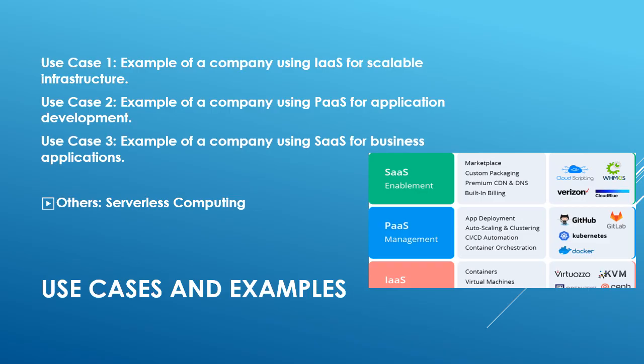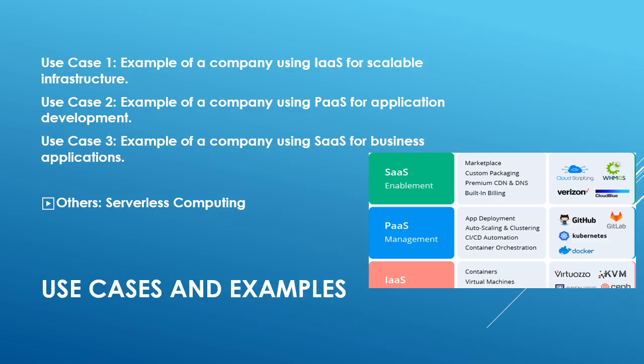So GitHub, Kubernetes, Docker, GitLab, they are the PaaS side of things because they use the applications and the data. That's what they manage more from their end. So they get to use cloud computing services for their applications: CI/CD automations, container orchestrations, auto scaling, and app developments.